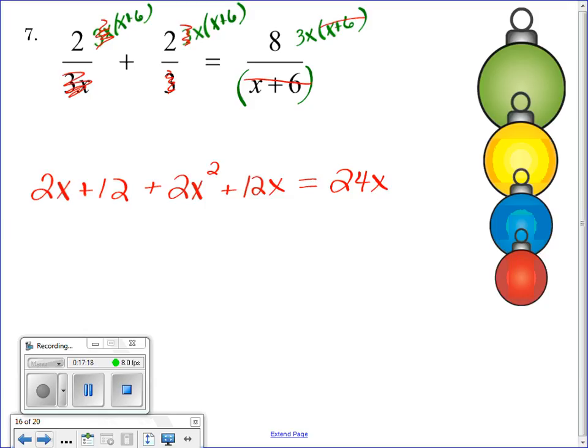That one's not as child's play, right? There's an x squared term. Set it equal to 0. Yep, got to factor it. Yep, standard form, set equal to 0. So 2x squared.